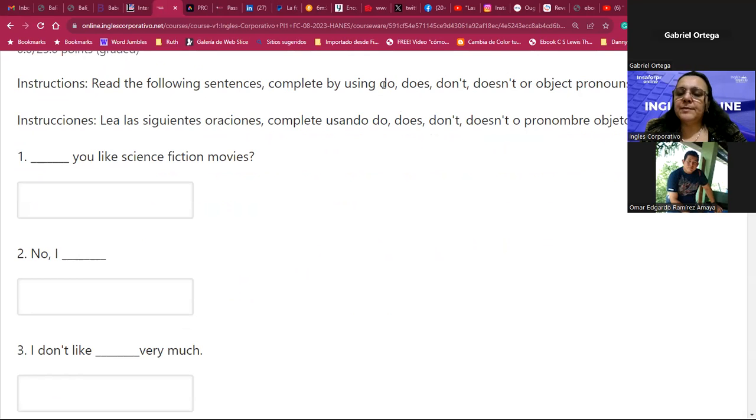Acuérdense que do es para casi todas las otras personas gramaticales y does es para tercera persona del singular. Lo mismo con don't. Don't es el mismo auxiliar do, pero en negativo. Y doesn't es does, pero en negativo, ¿verdad? Does not.